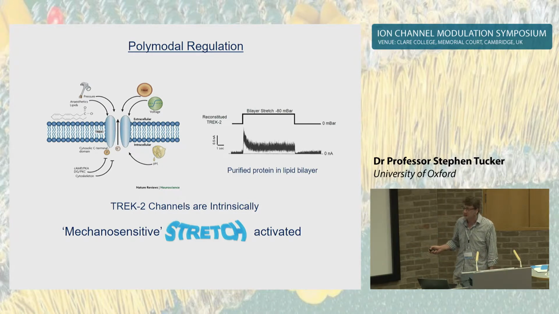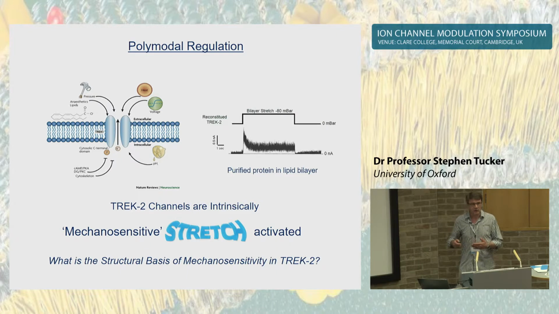The TREK and TRAAK channels are all intrinsically mechanosensitive. We know this because we can purify the proteins, reconstitute them into lipid bilayers, and change the pressure across the membrane to stretch the bilayer, and you can activate channel activity directly in these purified proteins. So they don't require being tethered to the cytoskeleton for this mechanosensitivity. It's an intrinsic property of the protein. And so we thought, well, maybe this is a good model system to try and understand what the structural basis of mechanosensitivity is in these channels.